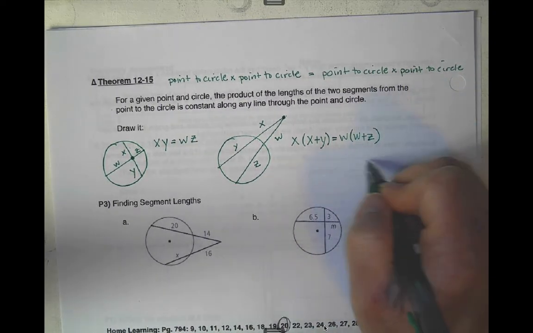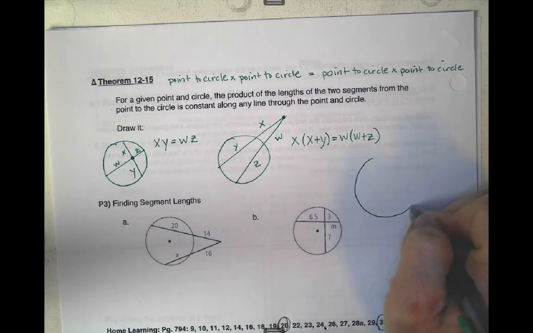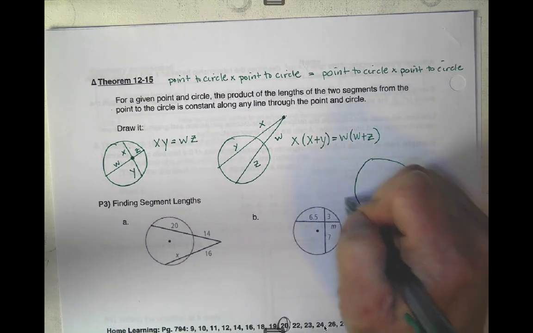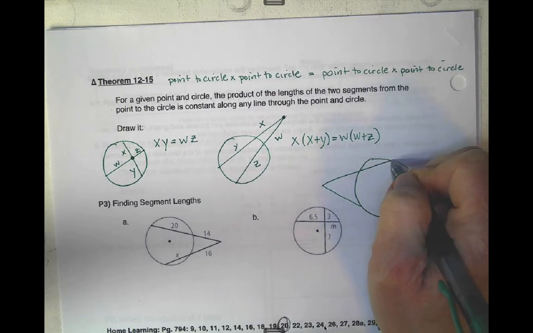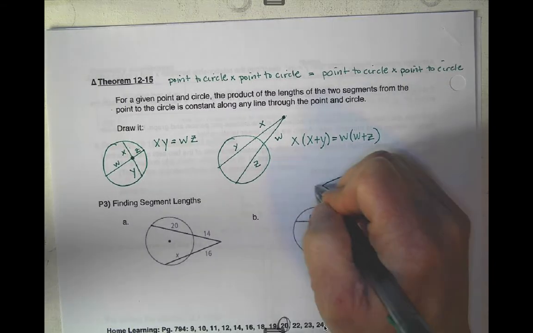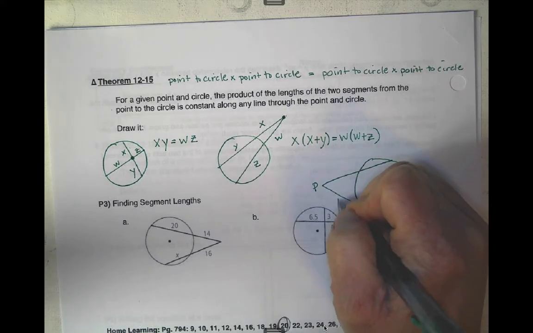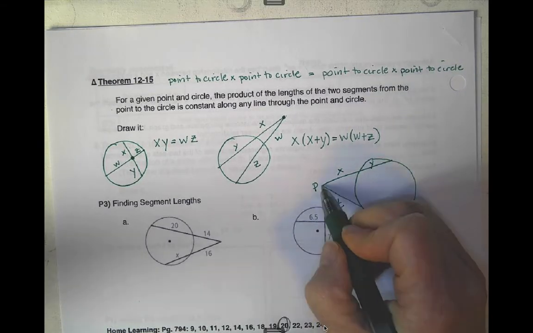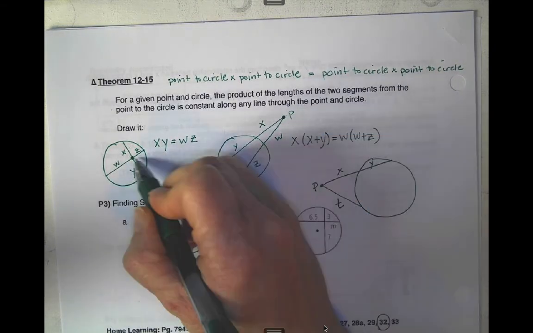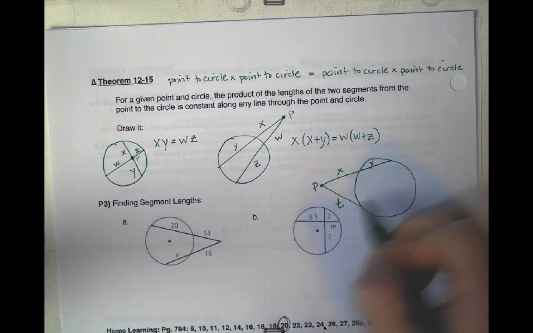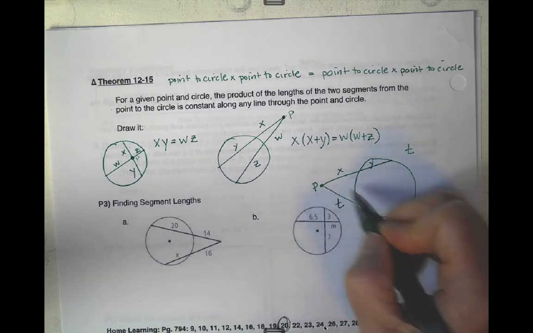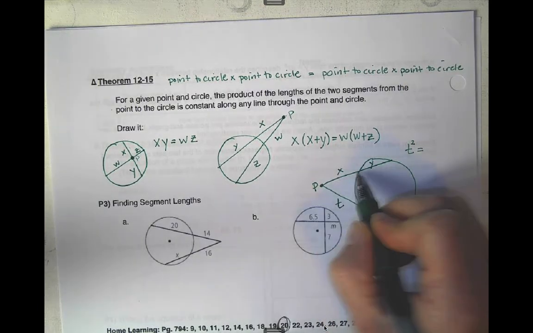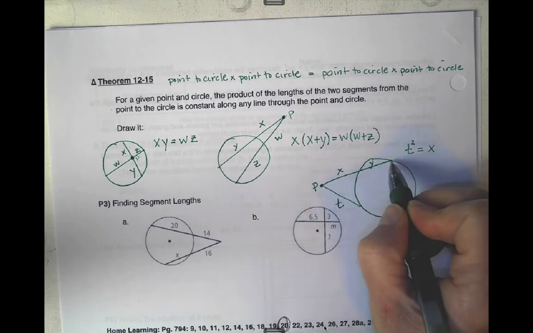And then the last scenario is the one in which we have a tangent line and a secant line, a non-tangent. It's not a tangent here. This is my tangent line. I'll call this one x and this part y. So again, here's the point P out here. That's always been point P. So point to circle times point to circle, so I end up with t times t, or t squared, is equal to point to circle times point to circle.